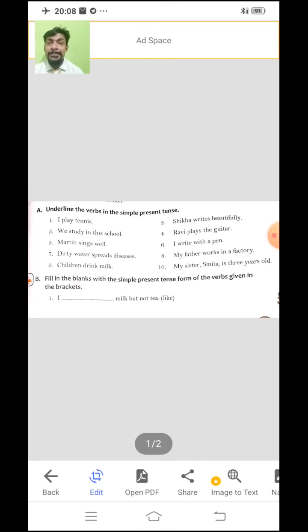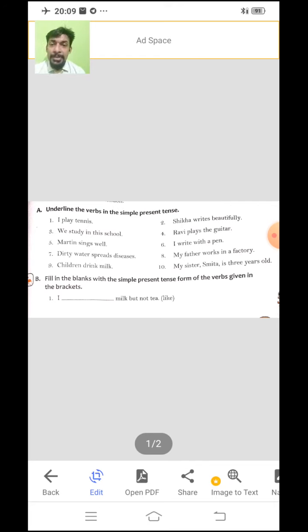That is why write. In number 7, dirty water spreads diseases. But why spreads? Spreads, of course, is a verb, but why spreads? Why not spread? It's only because I told you that with singular subject it, we use the S or ES form of the main verb. In number 8, my father works in a factory. Works, of course, is a verb, but why works? Why not work? Because it is a singular subject coming in the category of he, and that is why works.